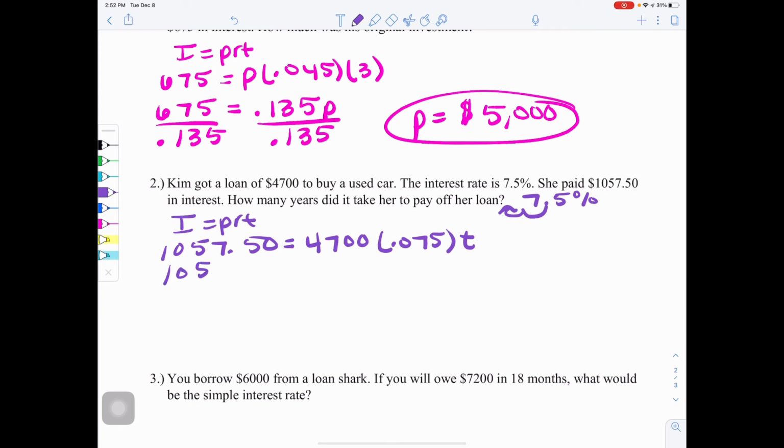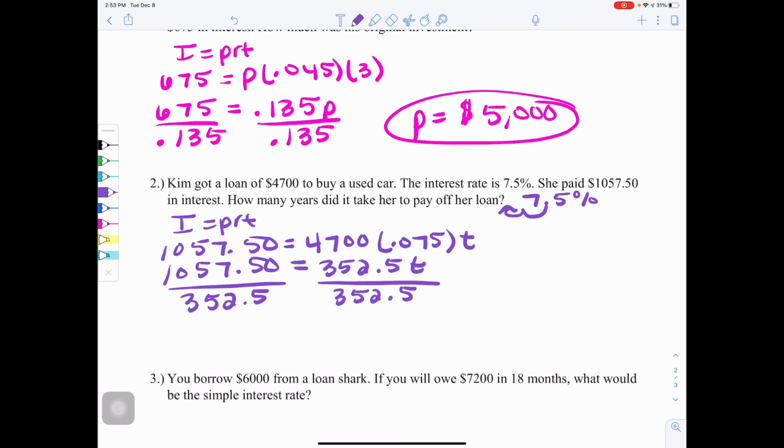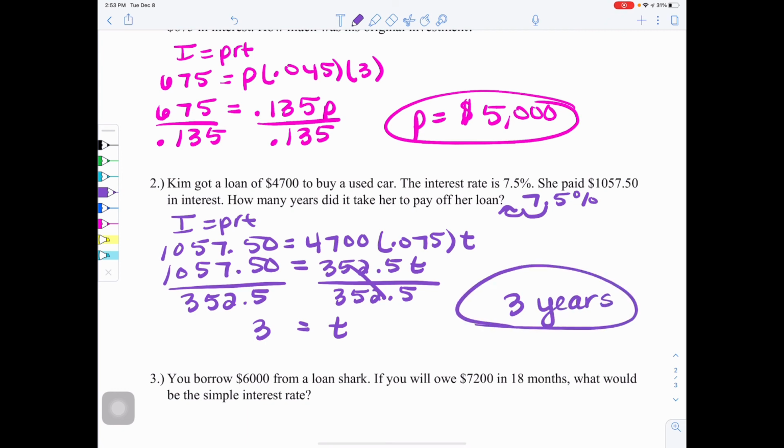So this is $1,057.50 equals, if I multiply those two numbers, I get 352.5 T, and in order to solve for T, I need to divide by 352.5 on both sides of my equation. So I would see that my time is 3. So it would take 3 years to take care of that loan.